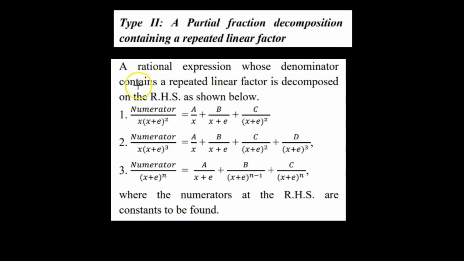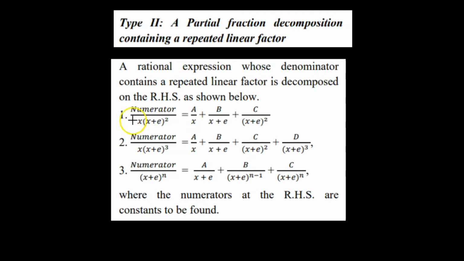Then we move on to type 2. For type 2, it is a type of partial fraction decomposition whereby it contains a repeated linear factor. So a rational expression whose denominator contains a repeated linear factor is decomposed on the right hand side as shown below. So when you have a repeated linear factor, then you have to write the partial fraction for the linear factor itself, which has not repeated itself. Then you write it for the repeated factor as well.